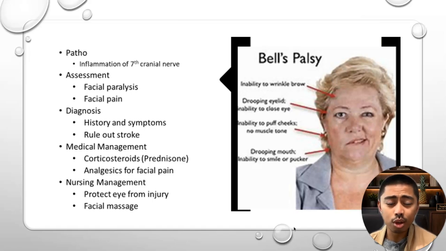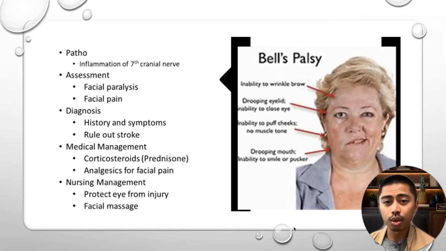Because they have difficulty or the inability to close their eyes, they need eye protection with artificial tears and patching so that they don't have any kind of trauma or damage to their eyes. For these patients, they have a loss of muscle tone, so in order to regain that muscle tone back, we can even do a facial massage after the pain subsides, just to help with that muscle tone.